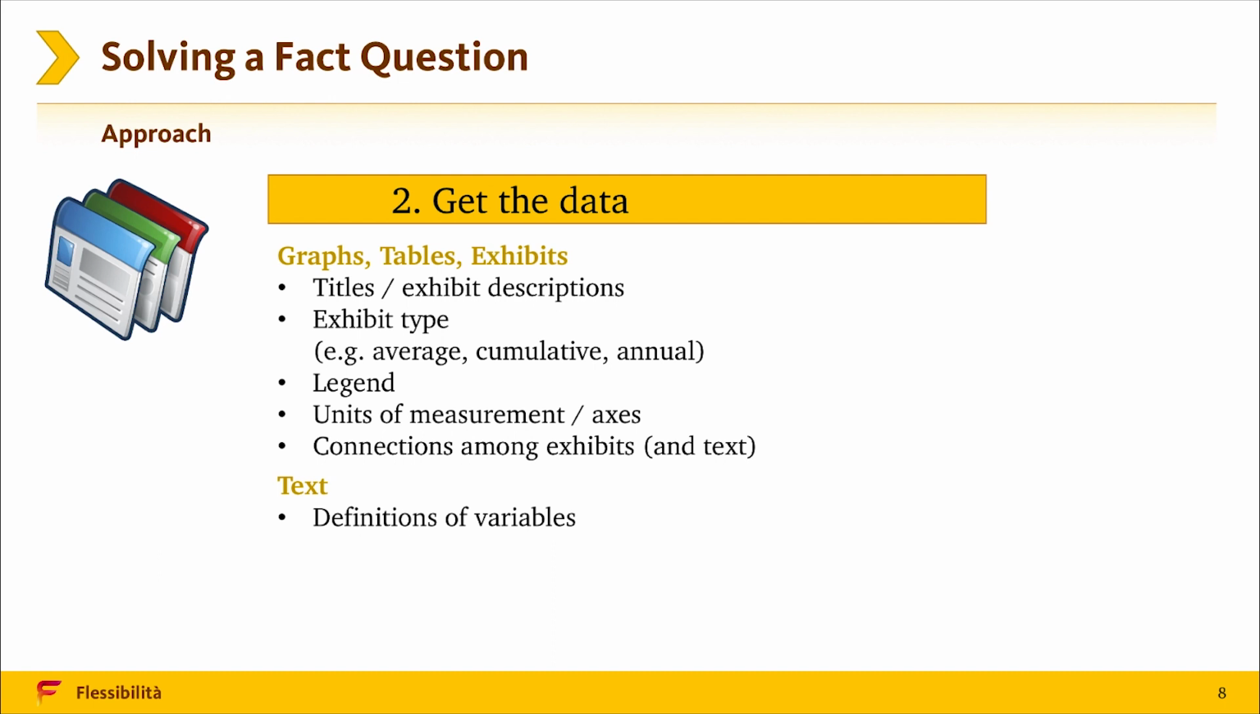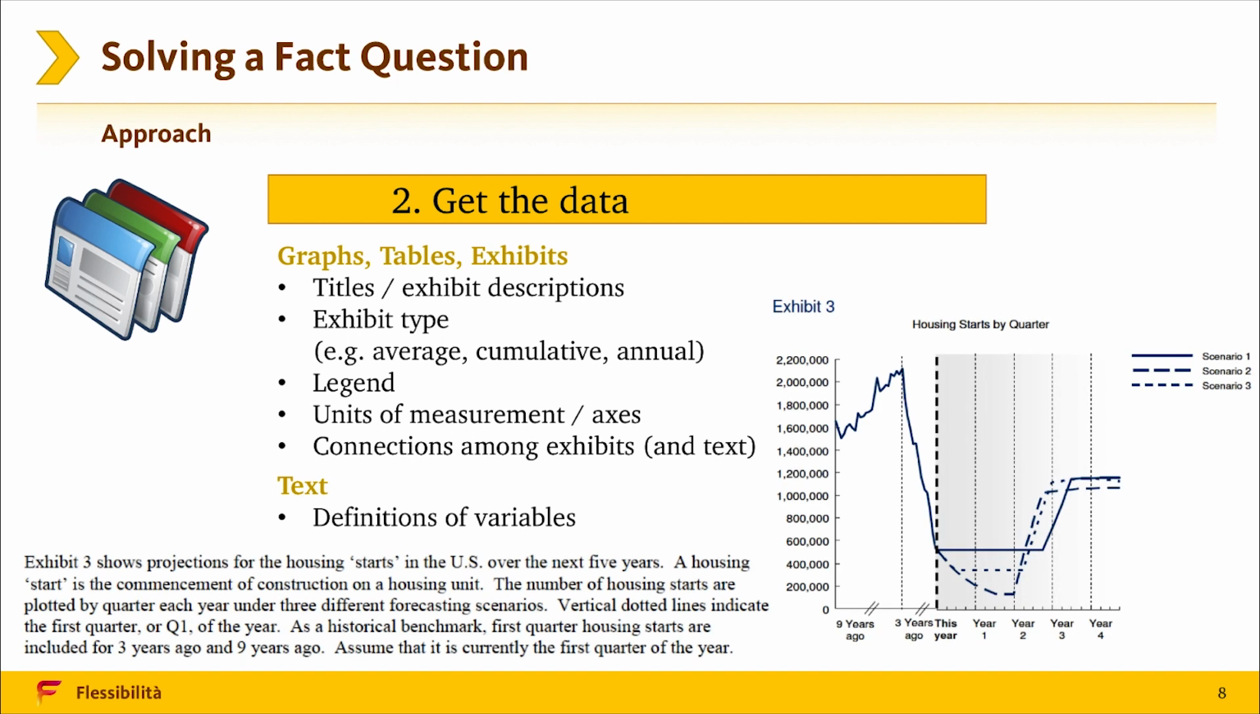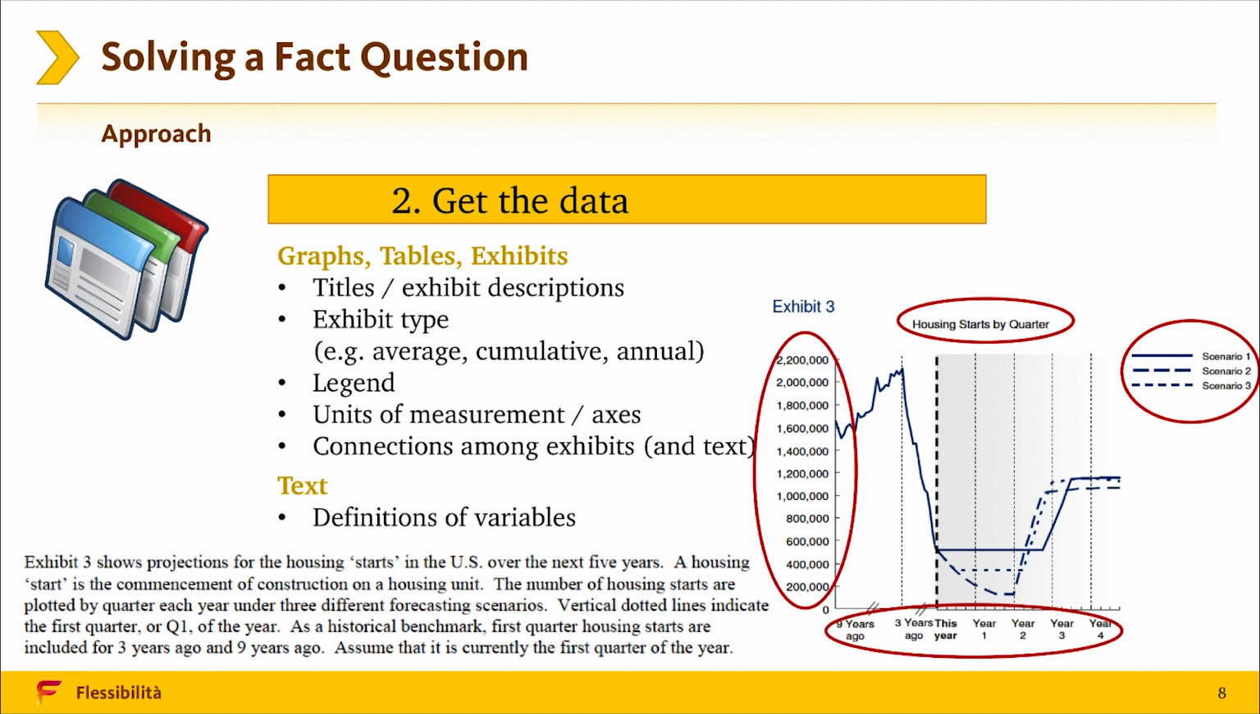As an example, let us read an exhibit from an official McKinsey PST. Here it is. First thing we notice is the title of the exhibit, Housing Starts by Quarter. Then the legend explains that 3 different lines are 3 possible scenarios for the dynamics of housing starts. Then we check the axis. Horizontal axis depicts the timeline in years, while the vertical axis shows the numbers of housing starts. At this point, we might wonder what a housing start is, so we go back to the text and search for a definition of the term.